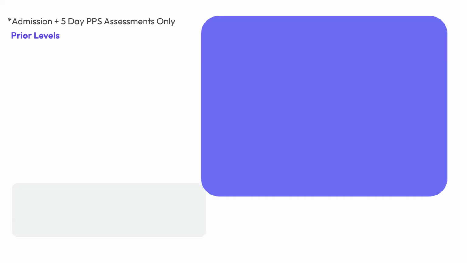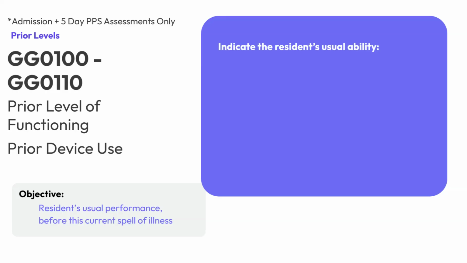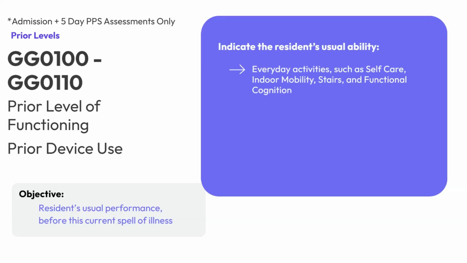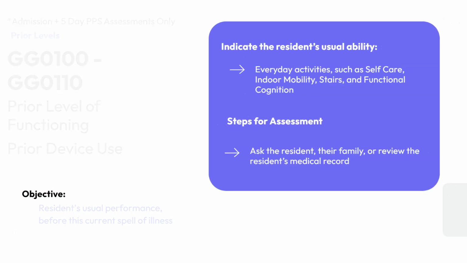Our section begins with items GG0100 and GG0110 for prior functioning and prior device use. For these items, we'll be referring to the resident's usual performance before this current spell of illness. Here we will indicate the resident's usual ability with everyday activities such as self-care, indoor mobility, stairs, and functional cognition. To assess, we can ask the resident, their family, or review the resident's medical record for documented references to these items.